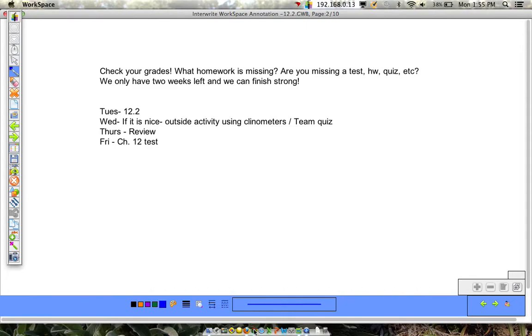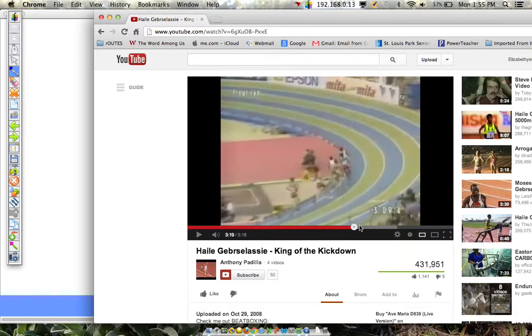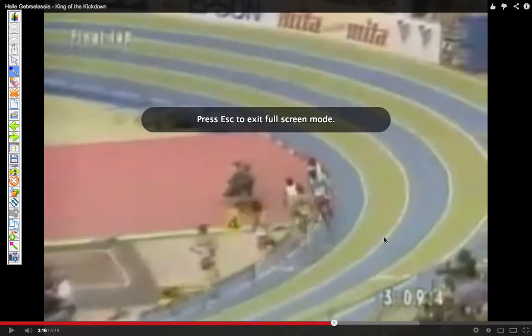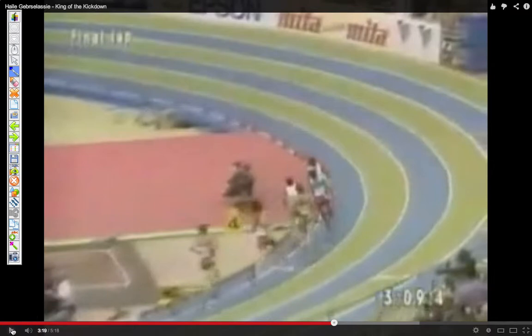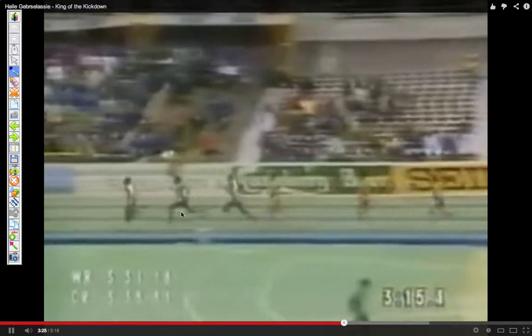This is a short video of Haile Gebrselassie, and he is a world record holder and a very fast distance runner, but these are a couple clips of him finishing his races and actually setting world records, so I thought you might be inspired. He's right here in the green. This is the end of his race, so the last 100 meters, right here, this is him.